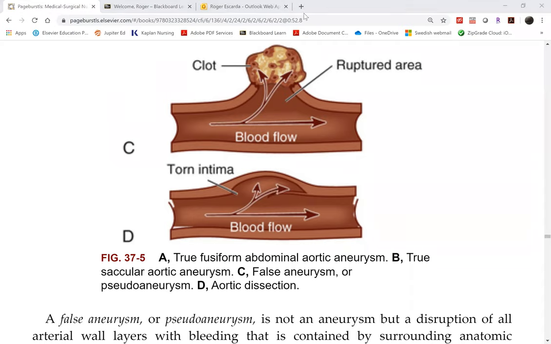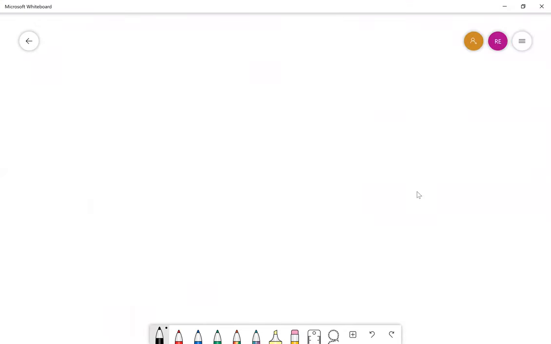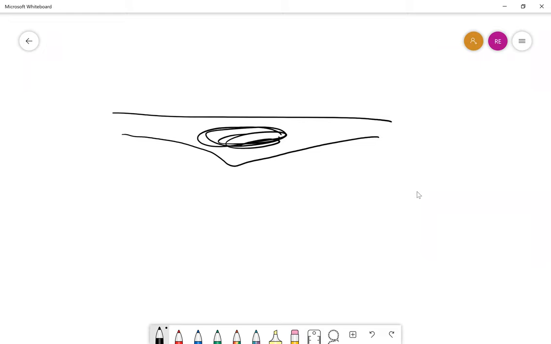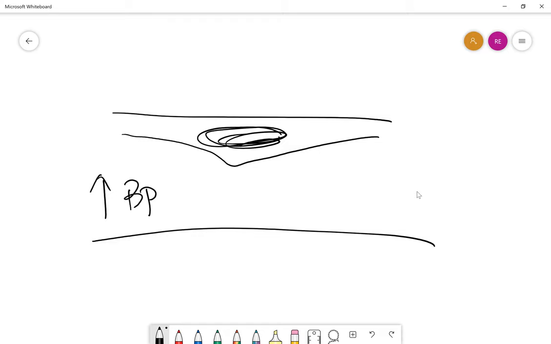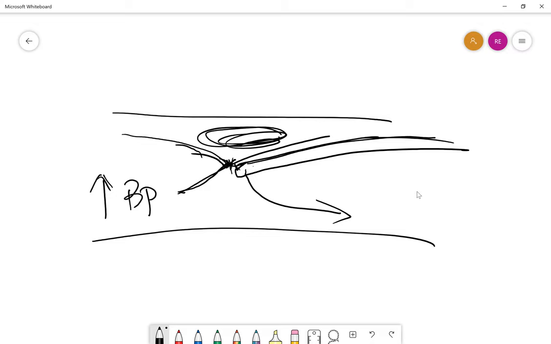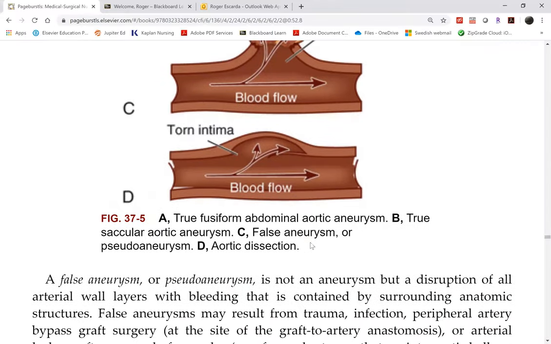Let me illustrate. I'll try. So if this is your plaque, you have an atherosclerotic plaque here, and this is the vessel. And then you have really high blood pressure. Once this thing ruptures, because of the weakening, here is a piece of endothelium torn. The blood pressure is so high that the blood will enter here and rip this whole thing off. So this whole section of endothelium will rip open, allowing blood to enter here. And the more this progresses, it will eventually rupture the artery. So that is a dissection.